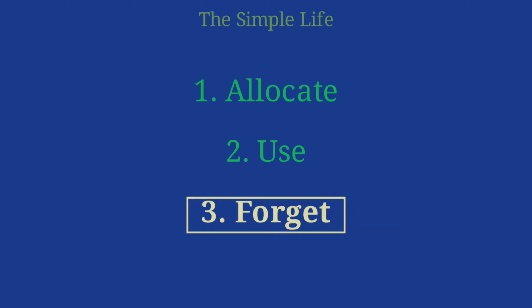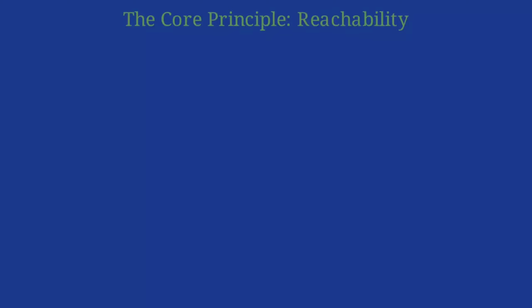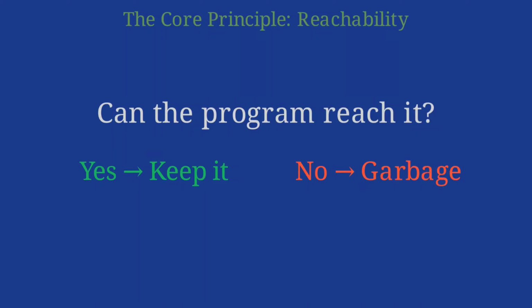But how does the garbage collector know when memory is no longer needed? It uses a principle called reachability. The collector examines every object in your program's memory and asks a fundamental question. Can the running program still reach this object? If yes, the object is still in use. Keep it. If no, the object is unreachable. It's garbage. The collector can safely reclaim that memory.